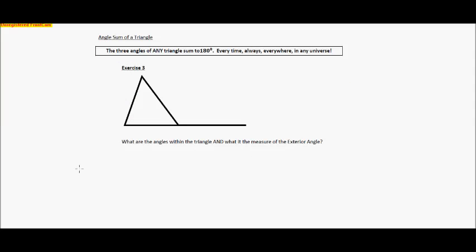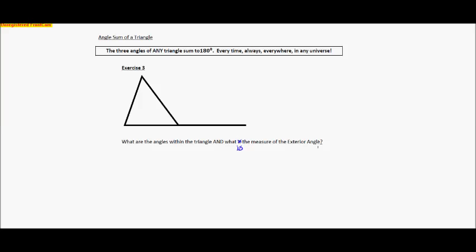This is exercise 3, and exercise 3 is a little different. We've got a triangle again, and I left this statement up here. It still holds: this plus this plus this, these three angles in here, will all add up to 180. And it says, what are the angles within the triangle, and what is the measure of the exterior angle? There's a little typo there. That should say, what is the measure of the exterior angle?